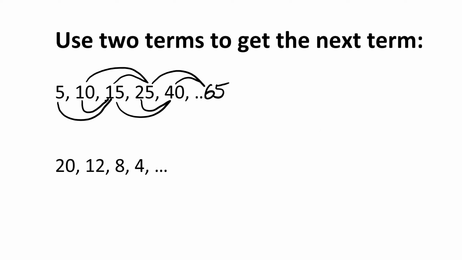We can also do the same thing with subtraction. So 20 minus 12 gives me the next term of 8. 12 minus 8 gives me the next term of 4. So 8 minus 4 will give me the next term of 4. So I need to be looking for that combination when we're doing these questions.